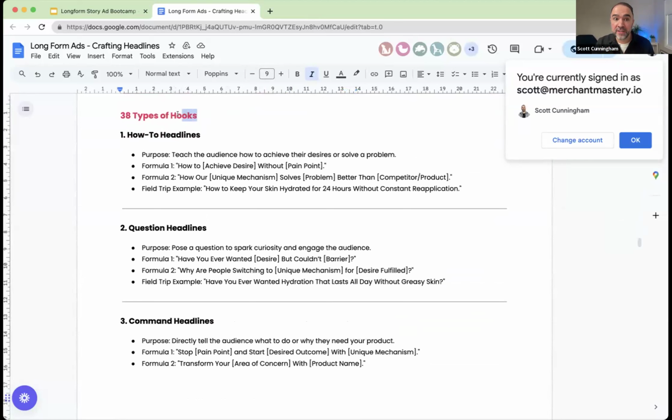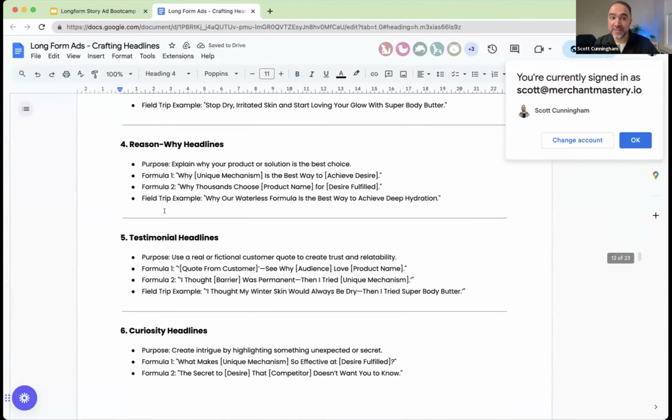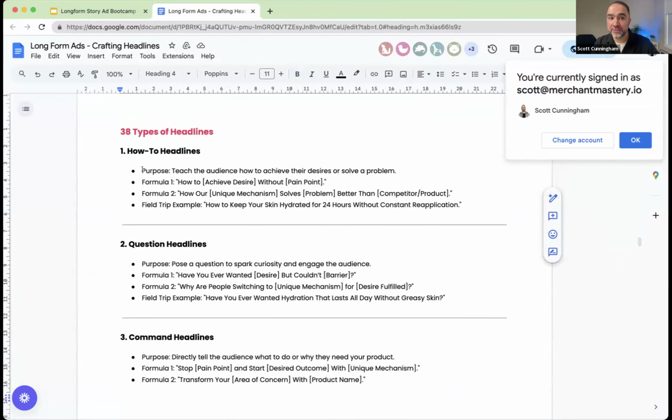38 types of hooks. I'm going to just add headlines. Okay, so 38 types of hooks, headlines. Maybe I'll just call it headlines, just to be consistent. Okay, we got the how to, we got the question headlines, command headlines, reason why headlines. And for each of these, we've included the purpose of the headline, two formulas, and a field trip example.